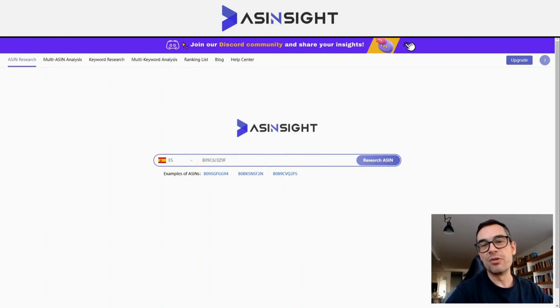Today I bring you a tool that I discovered the other day, and for me it's the perfect blend of an SEO RFs, a Helium 10 for Amazon, and a SEMrush in terms of database, keywords, and products. It's a tool called ASINSight, and what it basically does is provide us with information from the SERP, from the search results of Amazon in various countries.